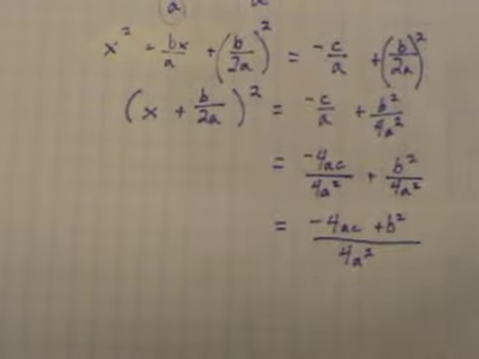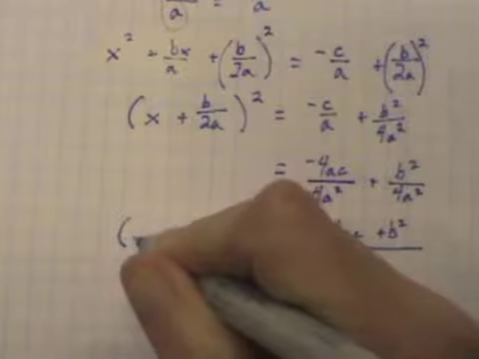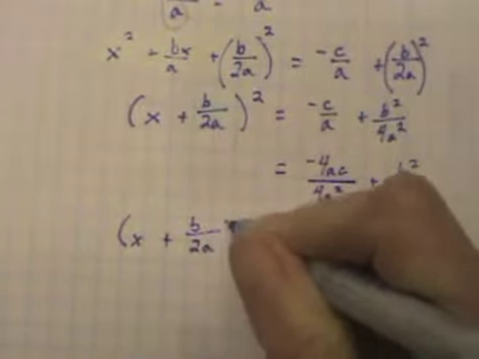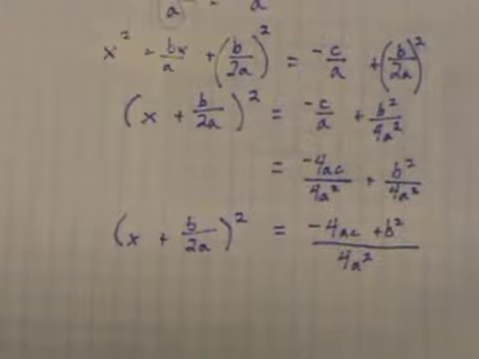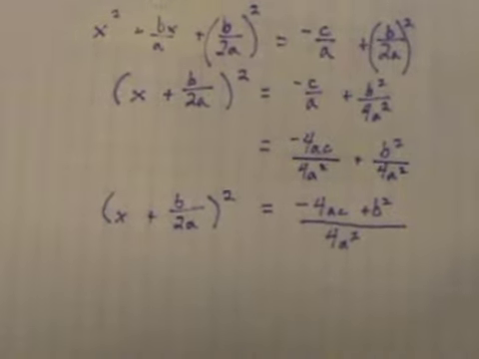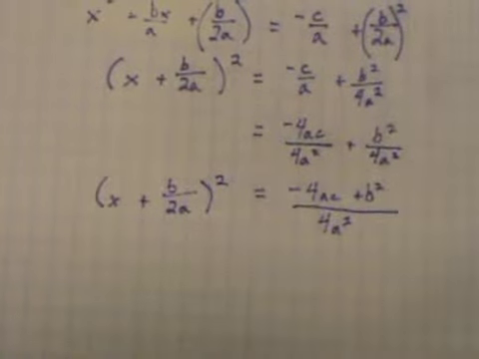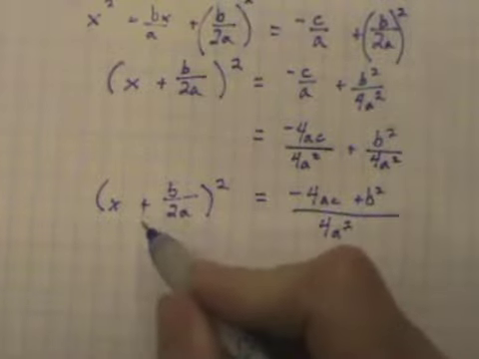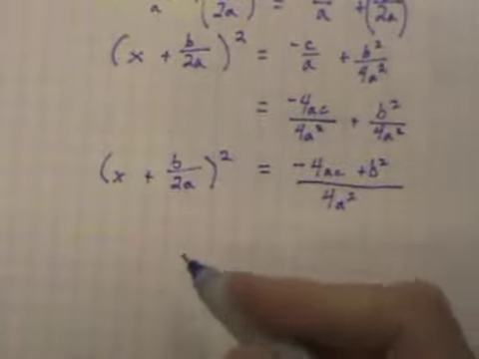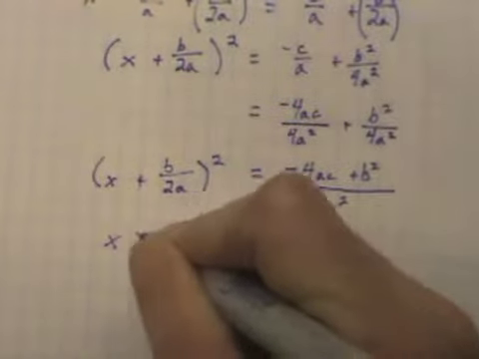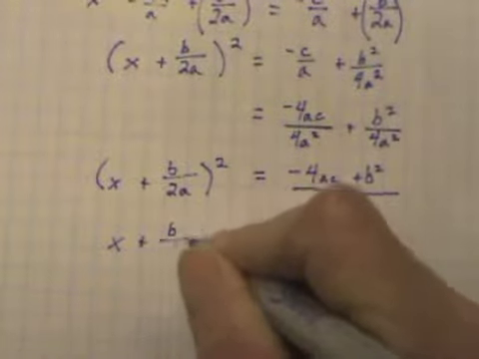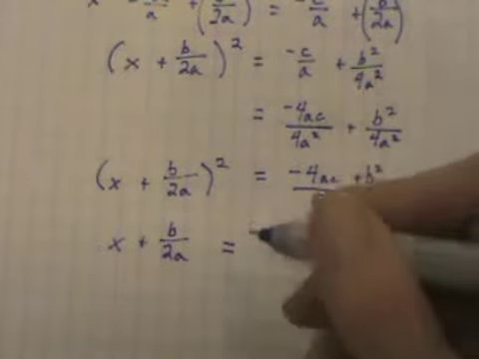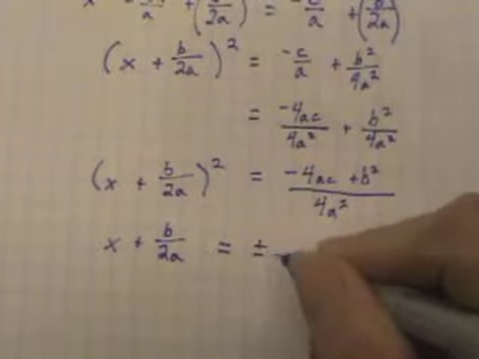All right, let's bring this back down. X plus b over 2a squared. Whew, this is looking complicated. Now, if we're going to try and solve this for x, we better take square roots of both of these sides. This side is easy. Square root of this side is just x plus b over 2a. Well, now I'm going to take the square root of this side. Remember, square roots are plus or minus.